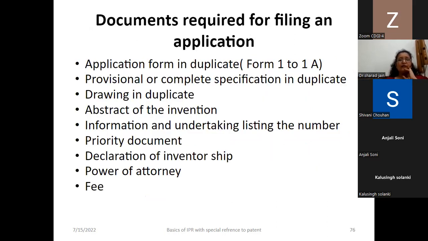So there is an application we can apply through, in duplicate: application Form 2, Form 1 or 1A, and then drawings. If we have any design, then we can draw the design of that product, and if we have a process, that also needs to be given in duplicate to the government. Then the invention should have an abstract, like a research paper also has an abstract, and this patent also has an abstract. Then information and undertaking, listing the numbers, priority document, declaration of inventorship, power of attorney and fees. These are the requirements for applying for the patent to the government.